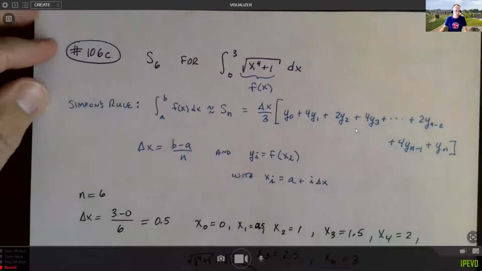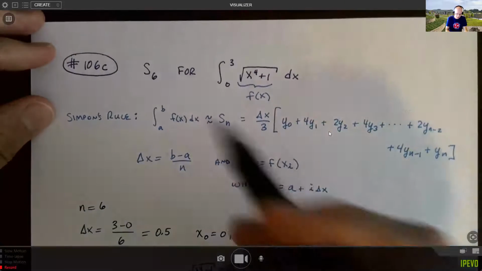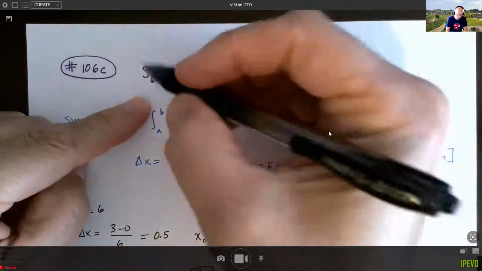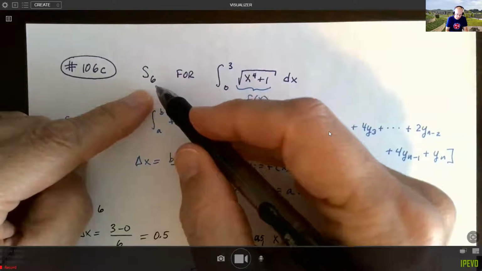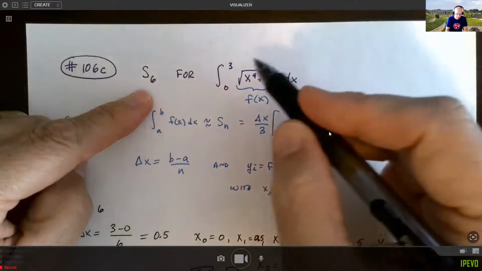Let's take a look at number 106C. We're supposed to be using Simpson's rule. That's what this S stands for, with n equal to 6 here to estimate the value of this definite integral.